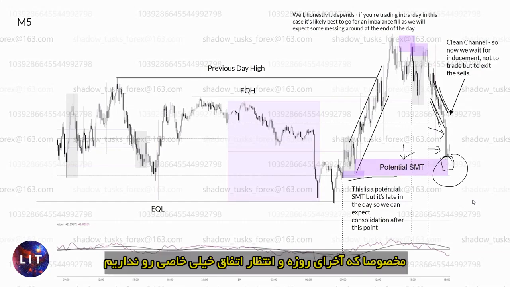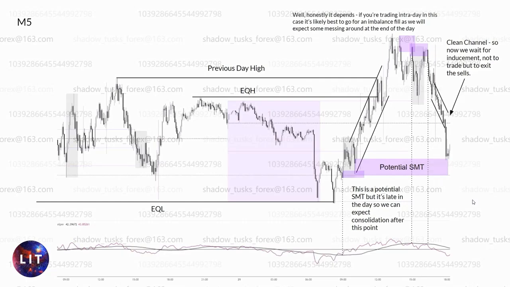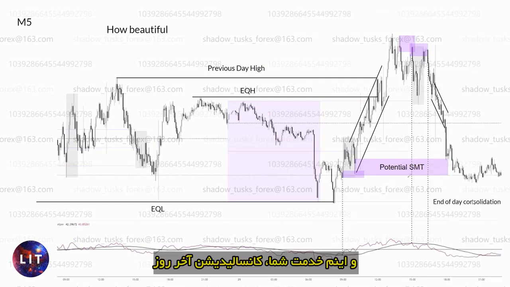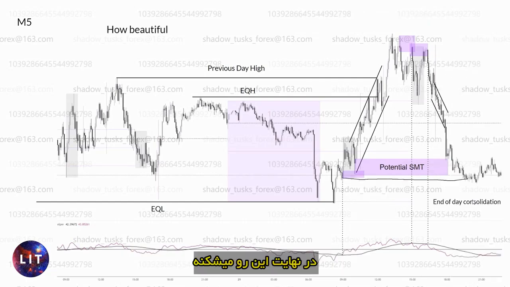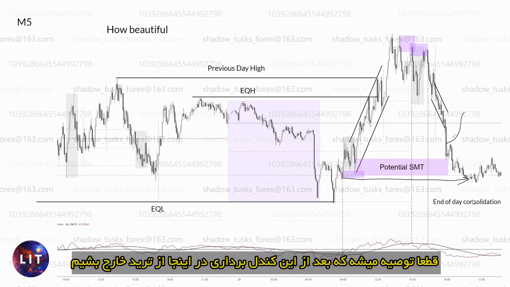We don't expect anything too crazy. And there you go, end of day consolidation. Ultimately it does end up taking this out, but for trade management, definitely recommend that we get out of it after this vector right here.